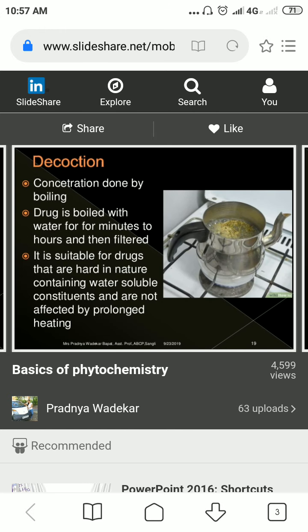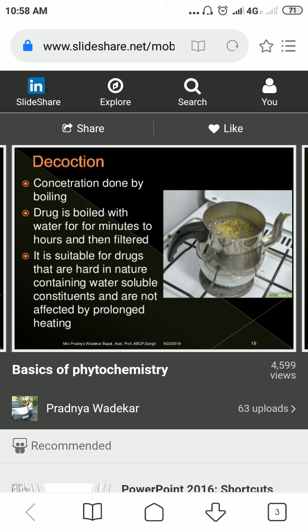So next one is decoction. Decoction मतलब hot water, boiling water. So concentrated by boiling. Extraction of any crude material with boiling water is called the decoction method or decoction of that particular extract. Drug is boiled with water for a few minutes to hours and then filtered. We can easily give the example of tea. Tea is also one of the types of decoction procedure.